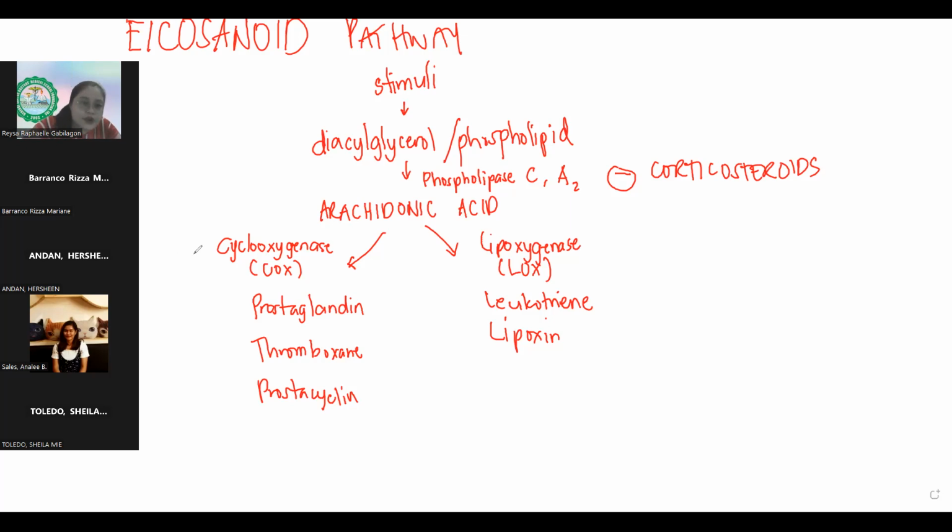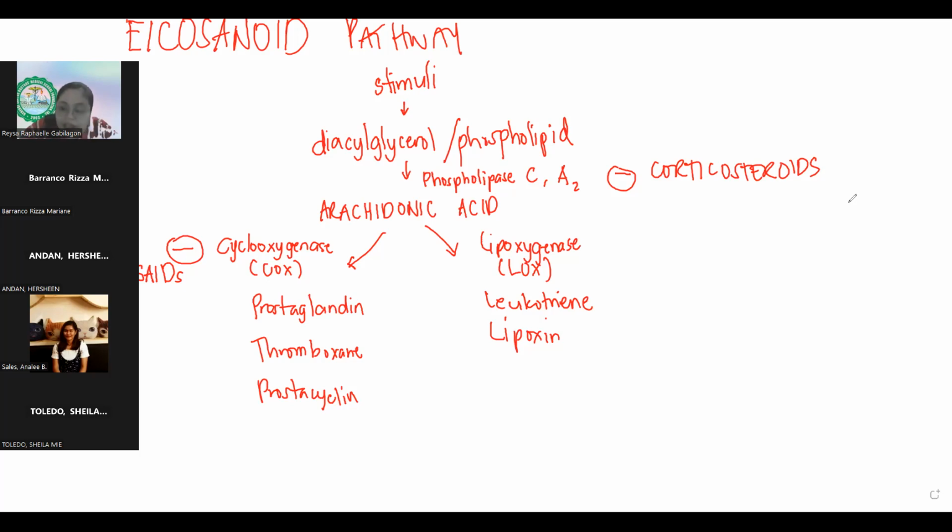So, for cyclooxygenase, let's write NSAIDs. I believe you are very familiar with our NSAIDs, non-steroidal anti-inflammatory drugs. Give me examples of NSAIDs. Let's have our participation this afternoon. Okay, before I continue, ibuprofen.